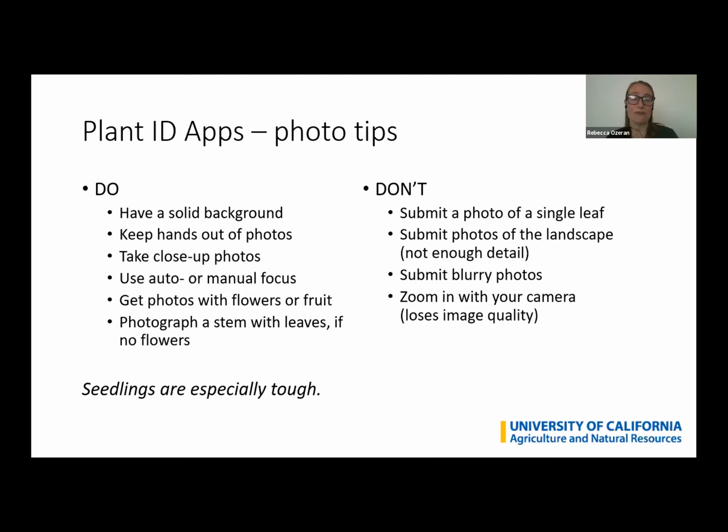Do try to have close-up photos. The more detail that you can include, the easier it will be to identify what your plant is. On the same line, try to use something that will keep your photo well focused. That could be an autofocus or a manual focus. Now, in general, try to get photos with flowers or fruit, and this applies both to grasses and broadleaf plants. But if there are no flowers or fruits that you can really discern, try to get a photo of a stem that includes leaves so that you're not just focusing on a single leaf.